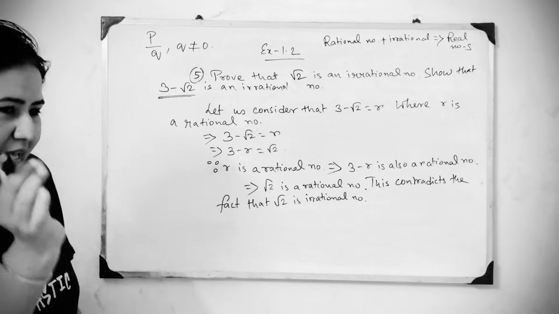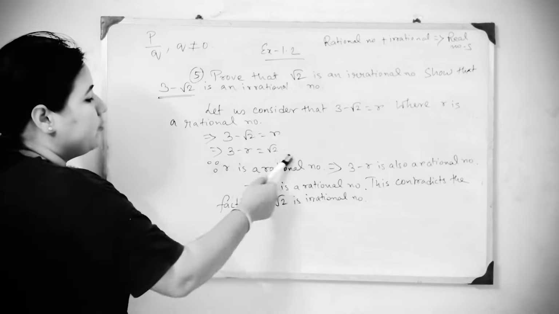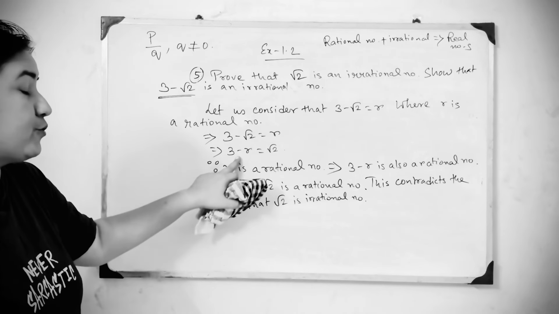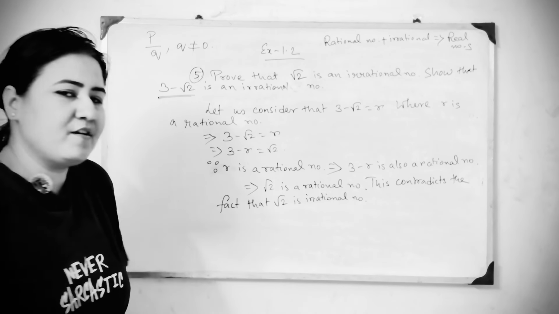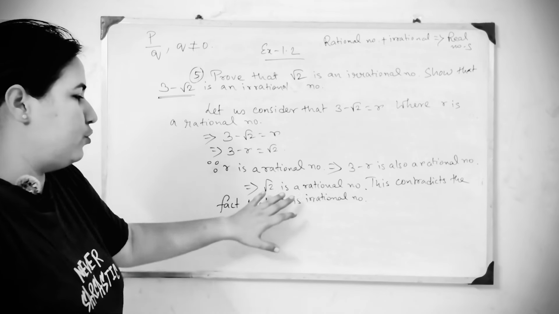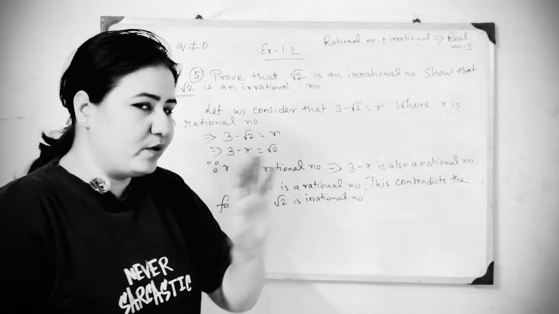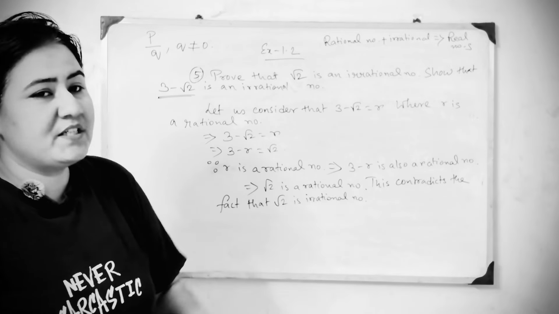But there is a slight difference in expressing both things, which is that I expressed it through an equation form, that is root 2 equals 3 minus r. So if root 2 is irrational, that means 3 minus r is also irrational, right? So here I have shown root 2 is a rational number, which is obviously false because it is contradicting the fact that root 2 is irrational.